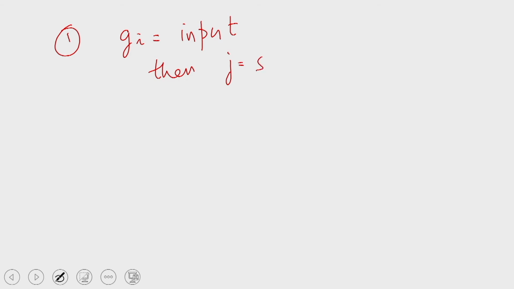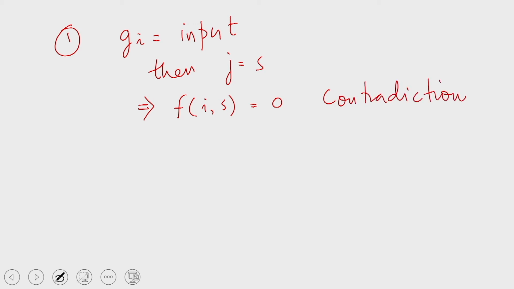So, now let us see what this entails. This breaks down into 3 cases. If Gi happens to be an input, then j equals s. The only incoming edge into an input vertex is from s. But then every edge from s to i for an input i is saturated. In other words, we know that the edge from i to s has a flow of 0. This is a contradiction, because what we want is that f of ij is greater than 0.